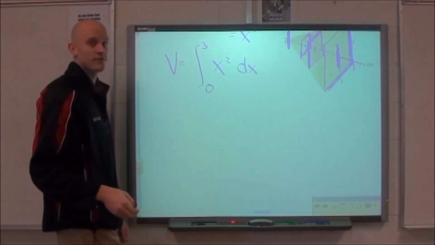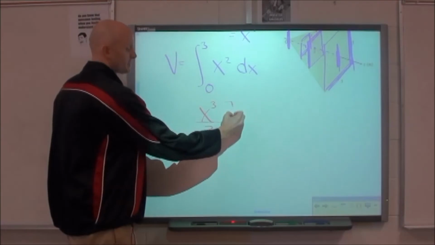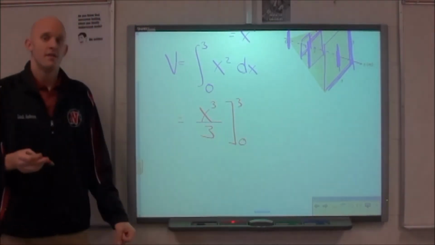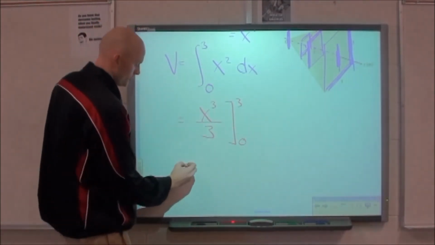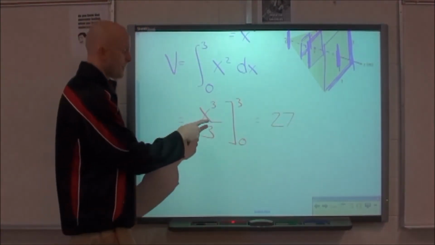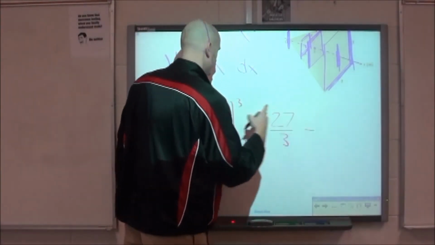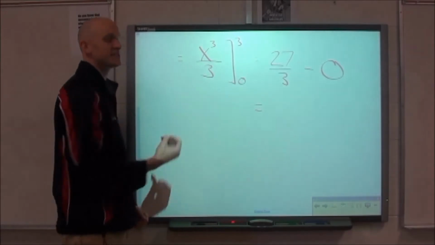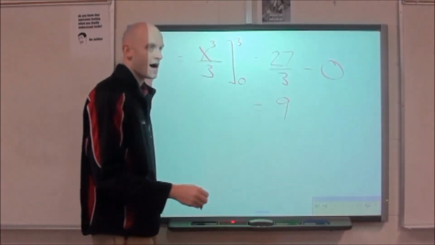We know that the antiderivative of x squared is x cubed over 3. That is all evaluated from 0 to 3. Simple to find, plug it in. 3 cubed is 27 over 3 minus 0 cubed is 0 over 3 is 0. Our answer is 27 over 3, which you probably know is 9.